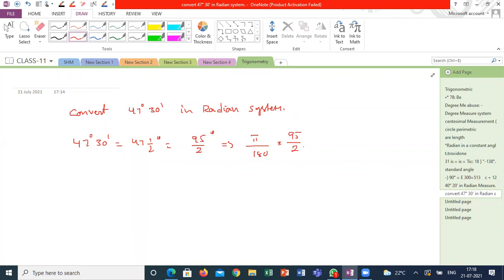How will it cancel? How many times? 5 times. 5 times 19 is 95 and 5 times 36 is 180. Sir, it is 19, not 13. Yes, it is 19. So 19 pi by 72 radians. Shall I give one more question?